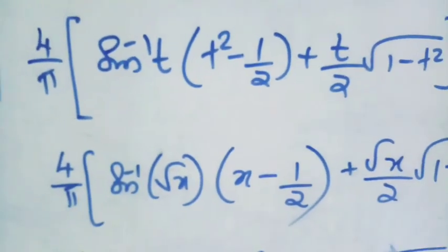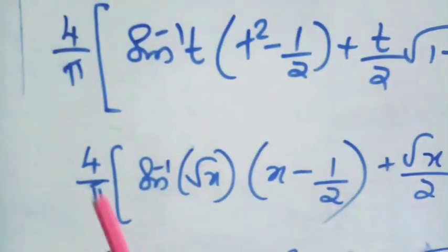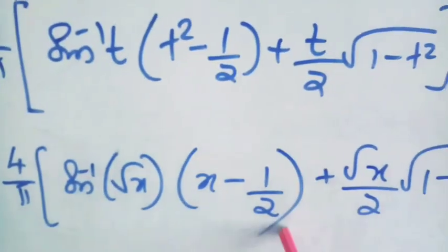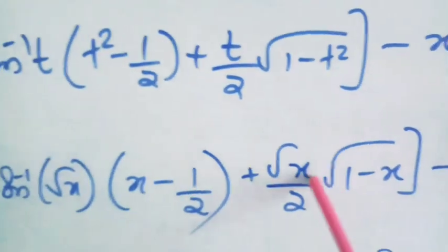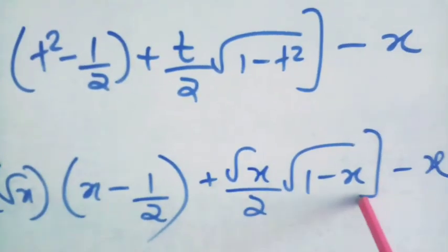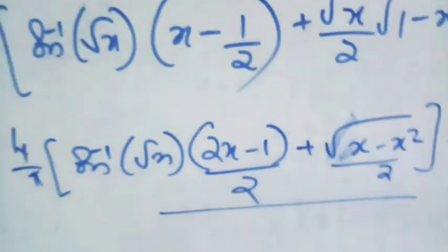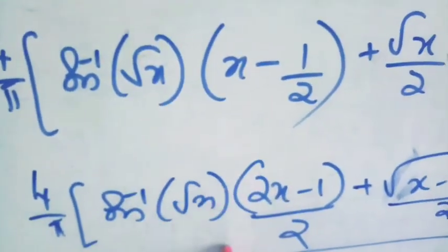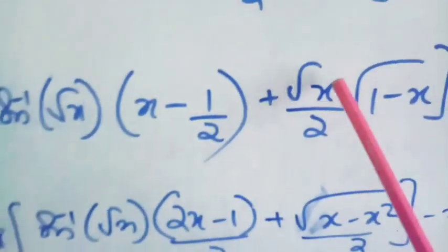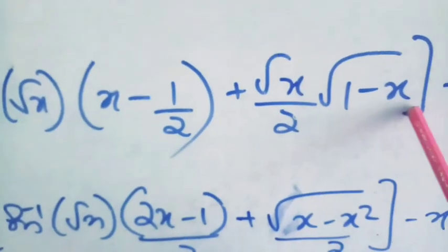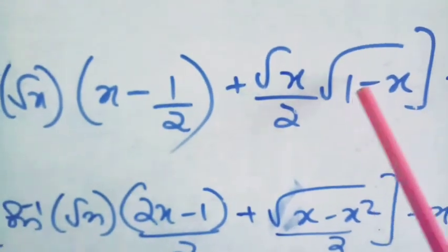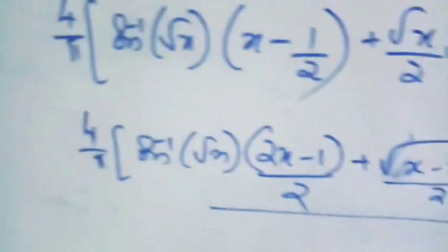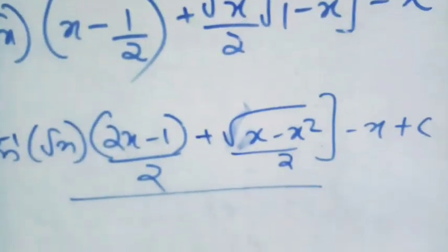And that is 4 by pi into, change t with root x, 4 by pi into sine inverse root x, minus, for this t square it is x, minus 1 by 2, for t it is root x, into root of 1 minus x, minus x. And simplifying that one, take this one as LCM: 4 by pi into sine inverse root x into 2x minus 1 by 2. You multiply this root x inside the bracket, that will be x inside the bracket, that is root of x minus x square divided by 2, minus x plus c. This is the given answer in the solution part.